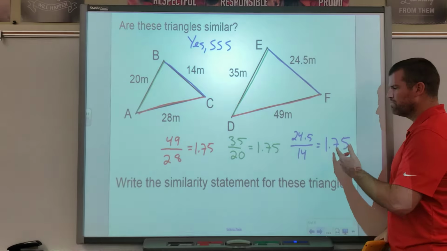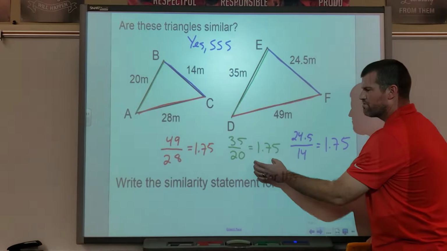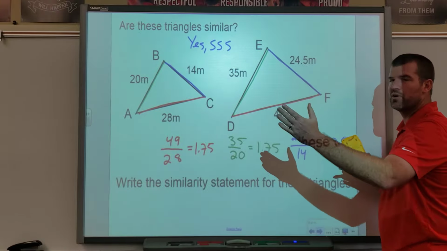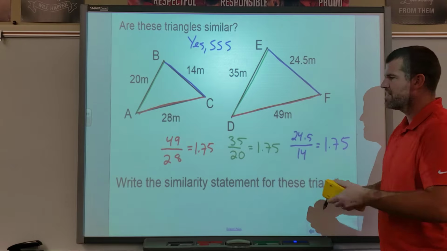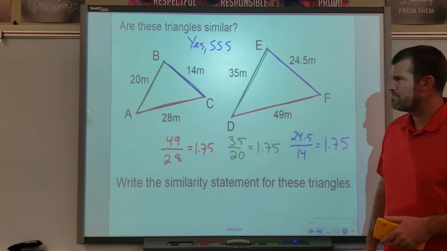And all it would take would be one of these to be different. So if this was 1.75, this was 1.75, and this was 1.4, then they wouldn't be similar. You only need one pair that's not in the same scale factor to make them not similar triangles. But these ones were similar.